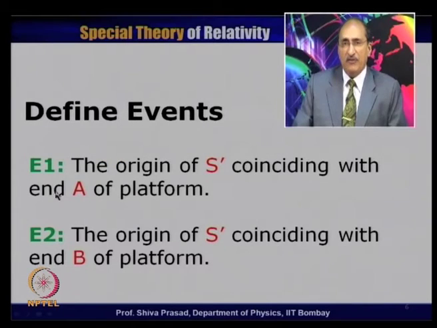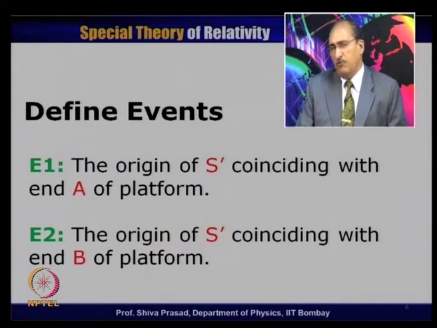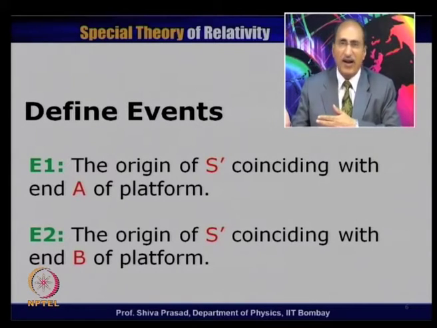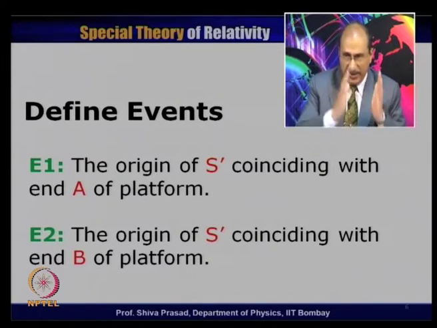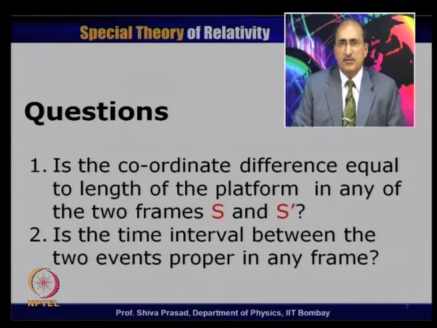So here I am defining my events. E1, event 1, the origin of S prime coinciding with end A of the platform. E2, the origin of S prime coinciding with end B of the platform. We can choose any origin in S prime. It does not make a difference, because what matters is only the difference. But for thinking purposes, we can take either one end or somewhere in the center or at any other point. Let's write the events, but before that, let me raise some questions.